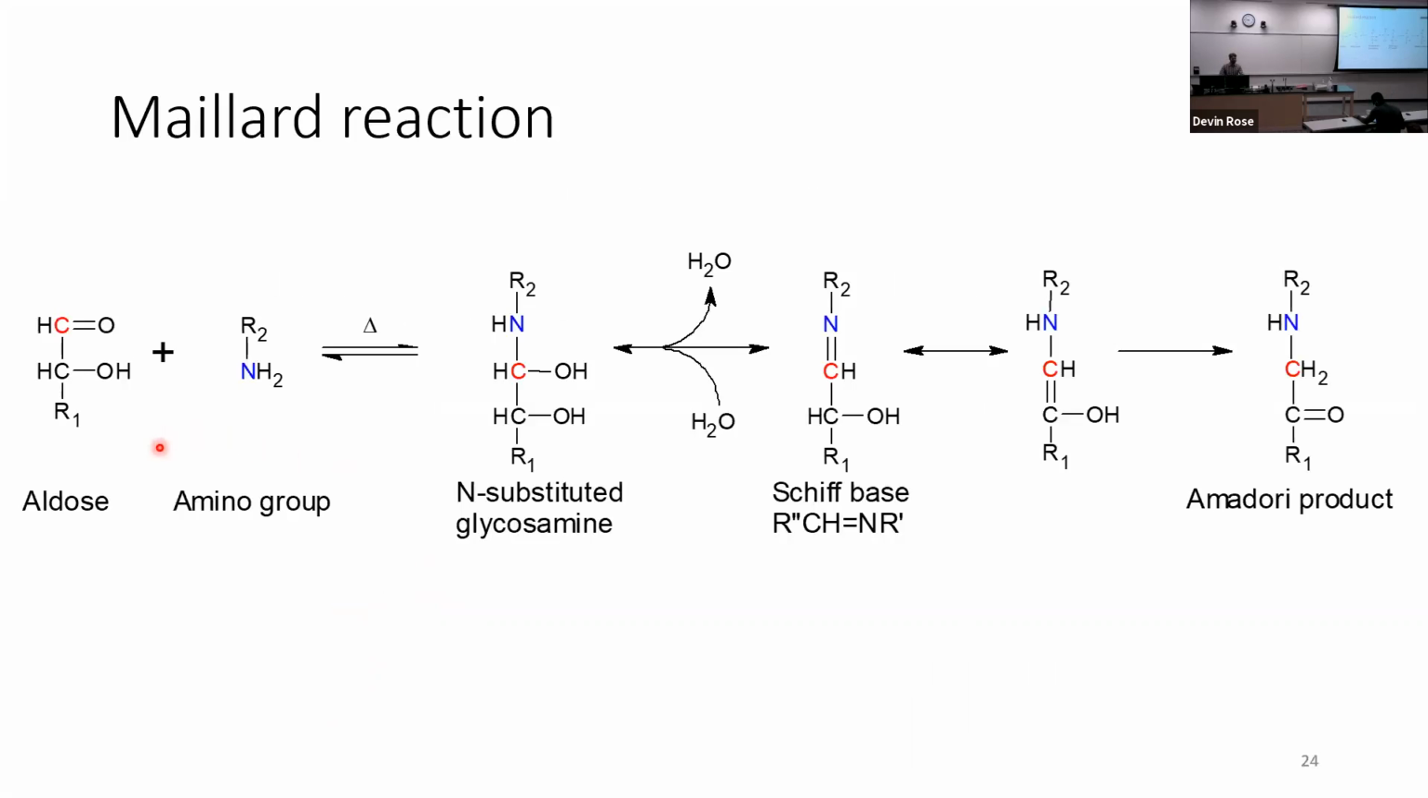So we've seen this already. Here is our sugar, and I'm just showing the top of our sugar because that's the reactive part. And here's our amine from the amino acid, and they're going to condense to form this Amadori product. And if you remember, this Amadori product is the point at which non-enzymatic browning is going to go forward. Up until then, it could go backwards.